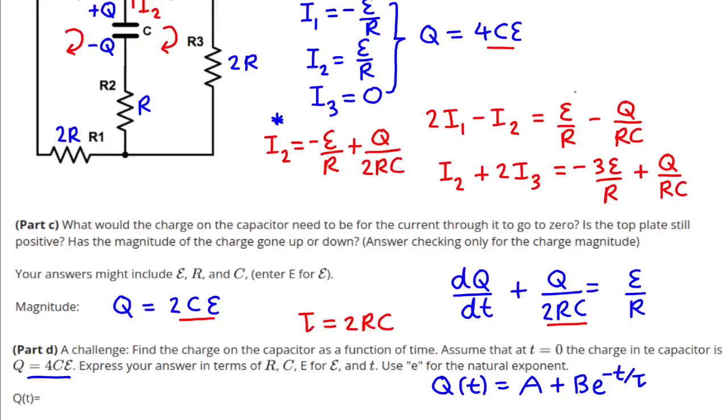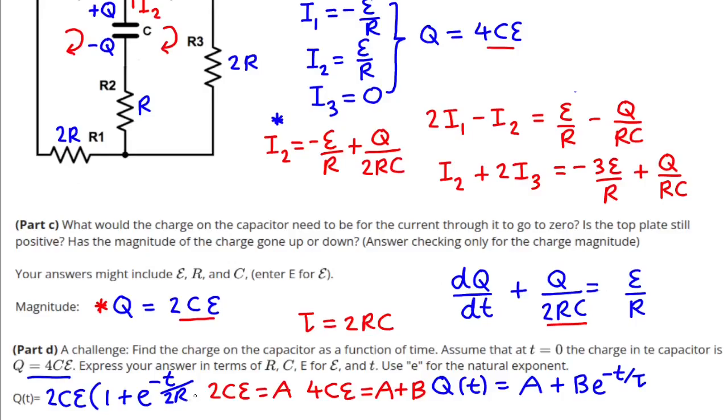Now at t equals 0, the charge on the capacitor is 4C epsilon. So we get 4C epsilon is A plus B. And as t goes to infinity, the current through the capacitor is 0, according to this condition. So we get another equation, being the charge on the capacitor is equal to A. So therefore A is equal to B, which is equal to 2C epsilon. So our solution to the differential equation is 2C epsilon by 1 plus e to the minus t on 2RC.